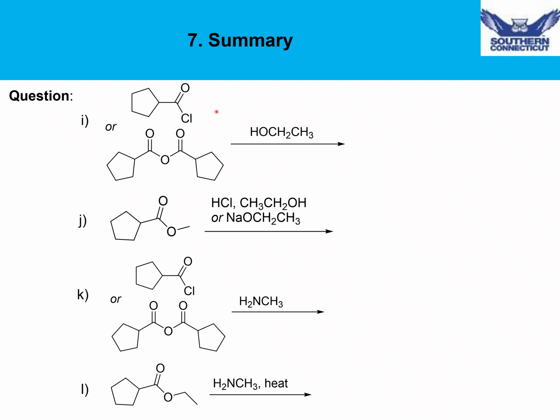Ethanol is added to an acid chloride or an acid anhydride to form the same product. And in this reaction, the next one, we have HCl and ethanol, or we can use sodium ethoxide to react with an ester. An acid anhydride or chloride can react with an amine to give the same product. And then lastly, we're going to react an amine, primary amine, with an ester.